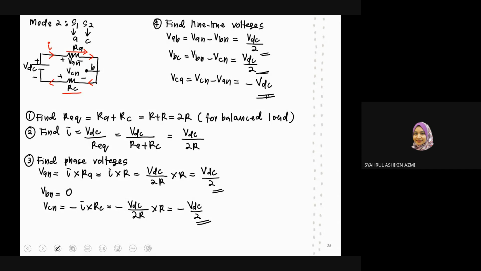you can always write this: S1, S3, S5, S4, S6, S2. Write it down so that you are aware of the numbering for the switches. So S1 and S4, again, the load connected is RA. S3 and S6 is RB. S5 and S2 is RC.